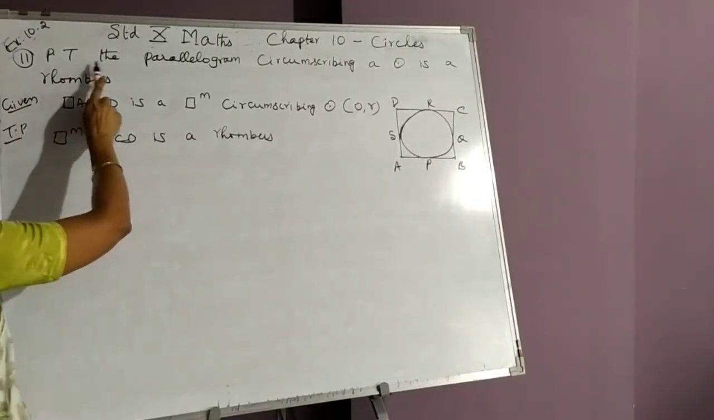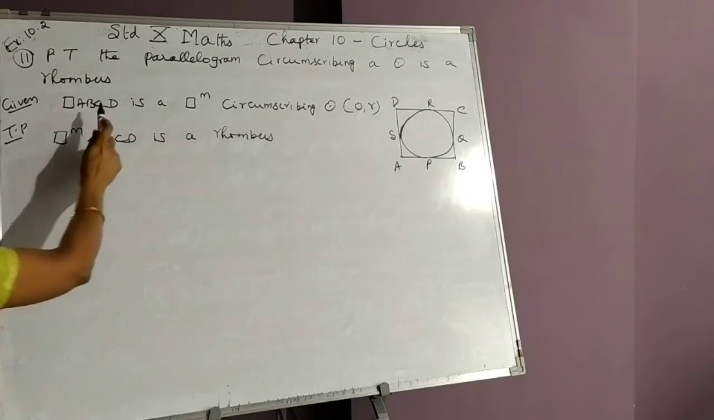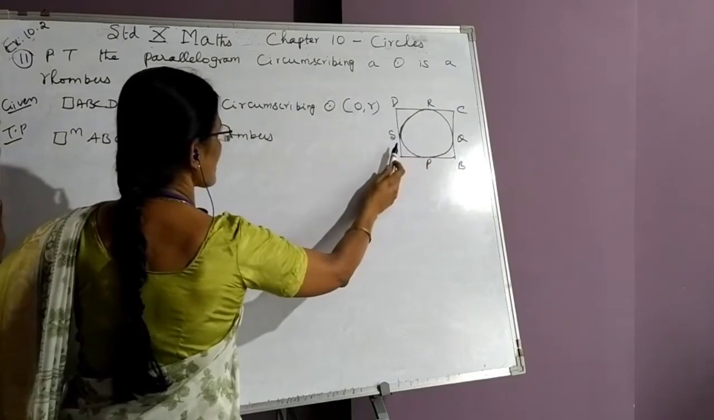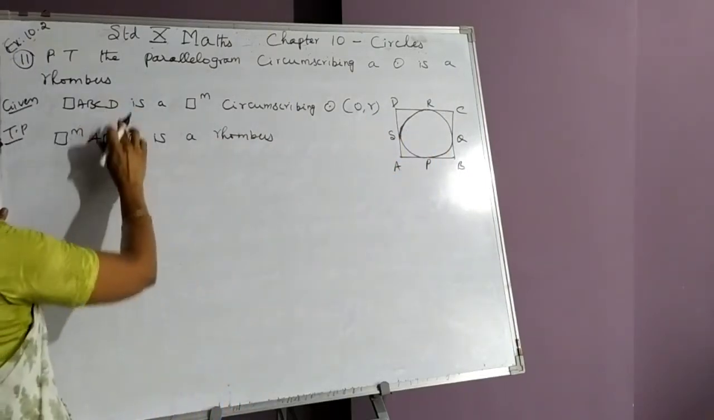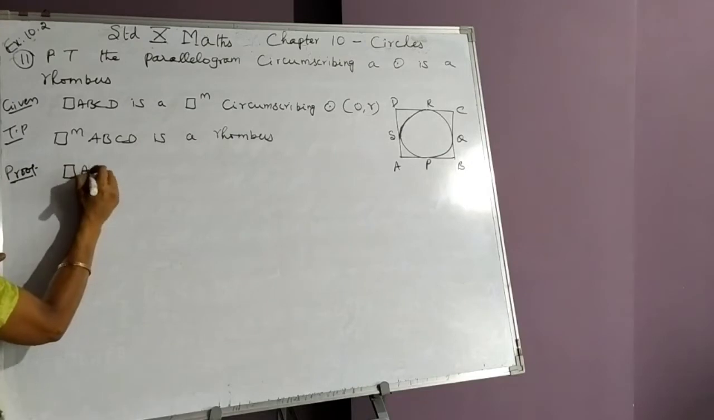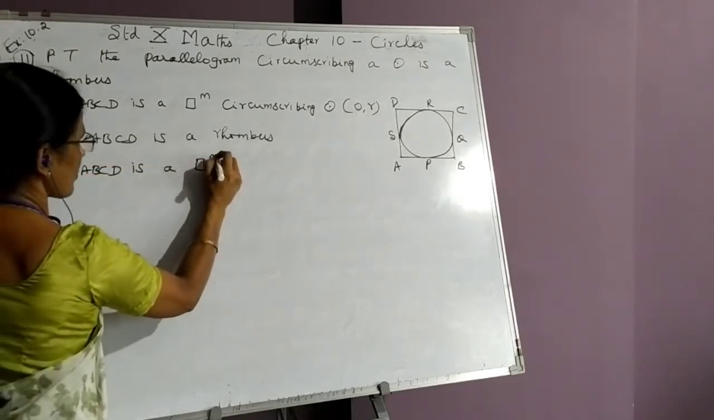The eleventh question is to prove that the parallelogram circumscribing a circle is a rhombus. So ABCD is a parallelogram, it circumscribes the circle with center O. We have to prove the same parallelogram is a rhombus. Okay, so quadrilateral ABCD is a parallelogram.